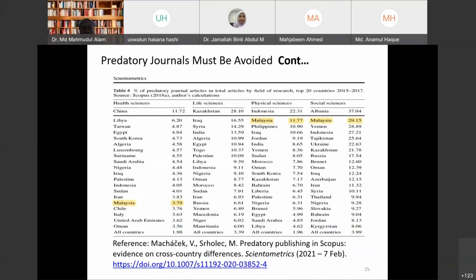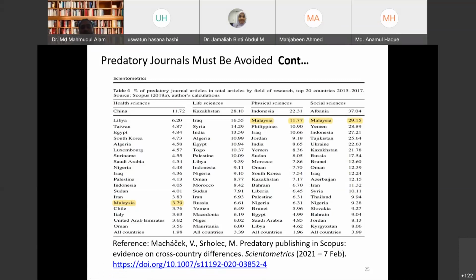And unfortunately, very recently, only this year, one article was published, and it listed the countries who publish in the predatory journals. In the social sciences, we are the champions, the Malaysians. In the physical sciences, we are also the same. And Indonesians are in third. Indians are here. Who publishes in the predatory journals? You see, all of these are Asian countries, Middle East, developing countries, Libya, Egypt, those who are in trouble, financially and economically, not safe. So these people are publishing in these predatory journals.